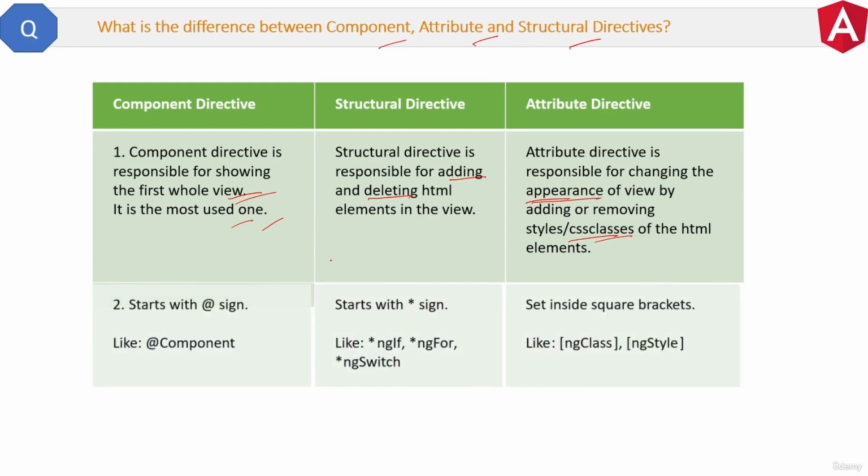Next difference is about representation. The component directive starts with @, like @Component. The structural directive starts with an asterisk sign, like *ngIf, *ngFor and *ngSwitch. And then the attribute directive is set inside square brackets, like [ngClass], [ngStyle]. So this is the quick answer of this question.